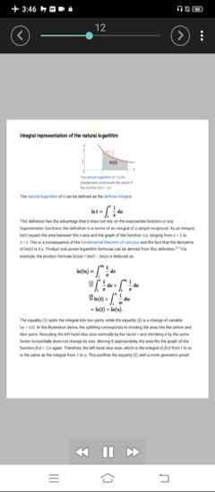Integral representation of the natural logarithm. The natural logarithm of t is the shaded area underneath the graph of the function f(x) equals 1/x. The natural logarithm of t can be defined as the definite integral. This definition has the advantage that it does not rely on the exponential function or any trigonometric functions. The definition is in terms of an integral of a simple reciprocal. As an integral, ln t equals the area between the x-axis and the graph of the function 1/x, ranging from x equals 1 to x equals t.